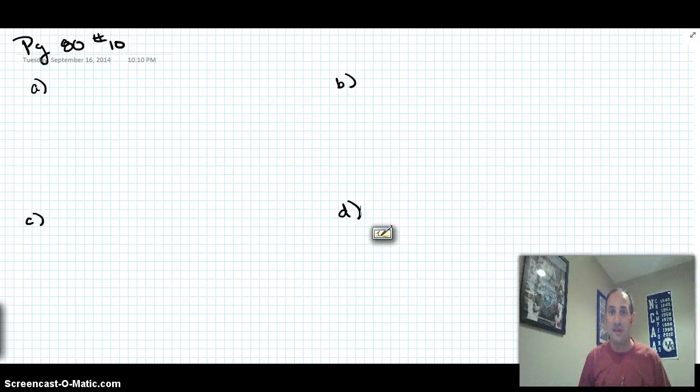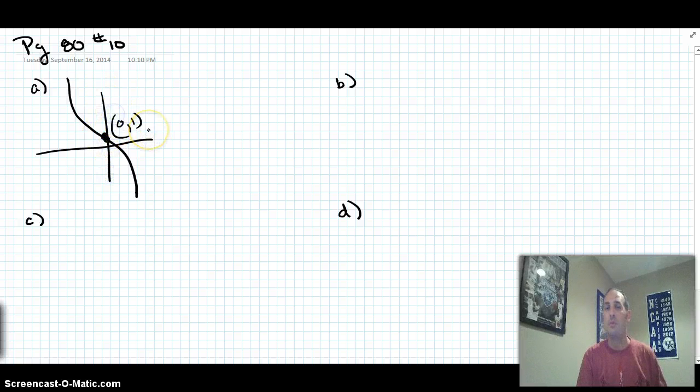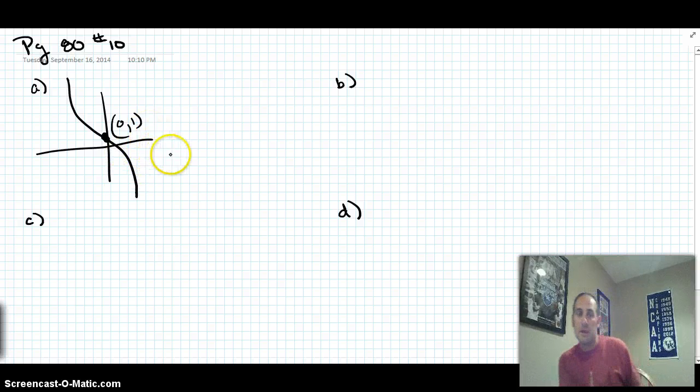Now that we are all on the same page, we can look at number 10. It's certainly a little bit different than the parent function on part A. It looks like this. So it's flipped from what it was in the parent function. It also looks like it's been moved up, and I'd say that point, really terrible looking graph, is at 0, 1. So that's what our graph looks like.